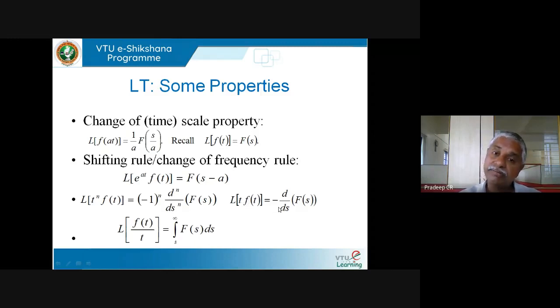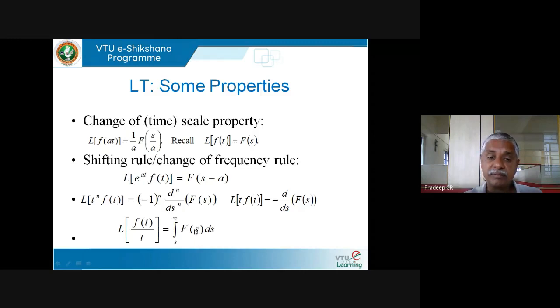You also know differentiation and integration are inverses of each other. One is the inverse of the other. So instead of differentiating, if you integrate, instead of multiplying, you would have to divide. That is what is happening. L of t f(t) is minus d by ds of F of s. L of f(t) by t is the integration of F of s ds from s to infinity. Remember these limits also, they are important.